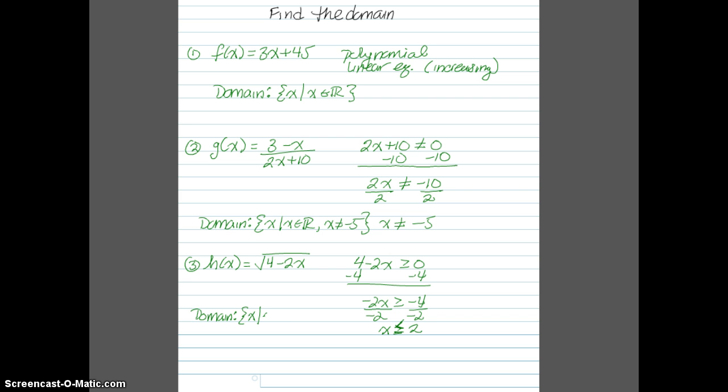So in set notation, we have the set of all x such that x is a real number, but x is less than or equal to positive 2. And once again, you could represent that as an interval.